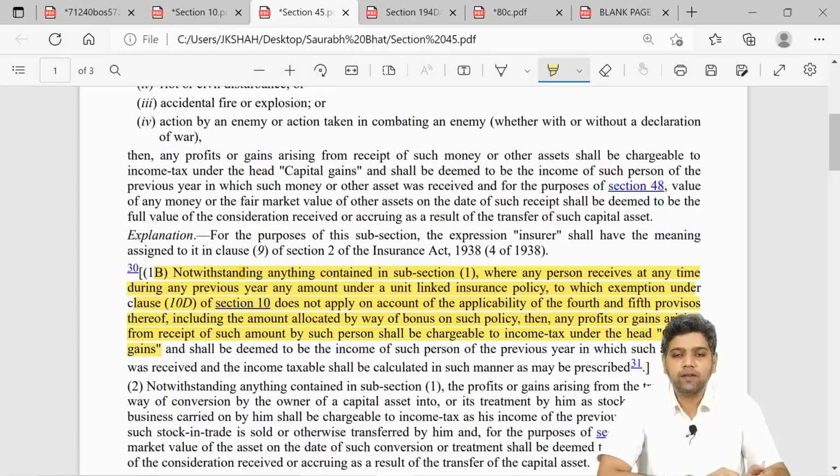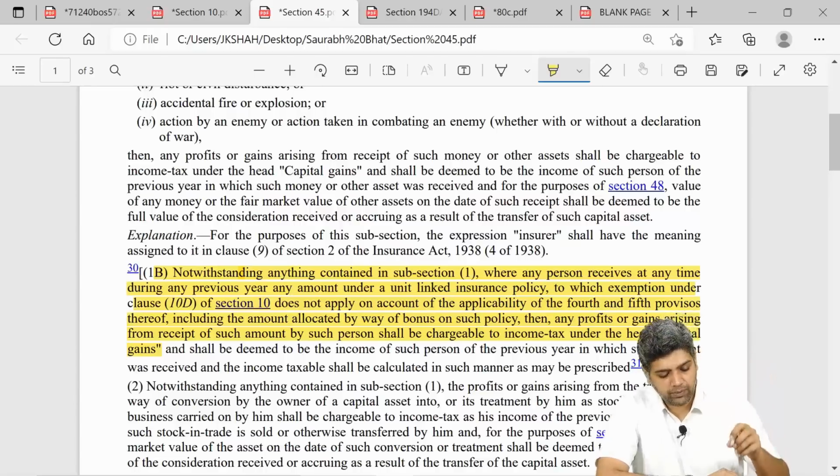So the point is that we need to see whether the ULIP is exempt under section 10 clause 10D. If yes, then no capital gain arises because it's exempt. In case no, it's not exempt under section 10 clause 10D on account of applicability of 4th and 5th proviso thereof, then the proceeds would be taxable as capital gain.